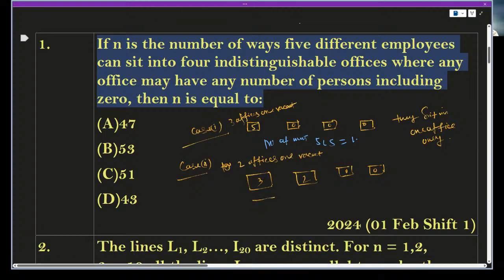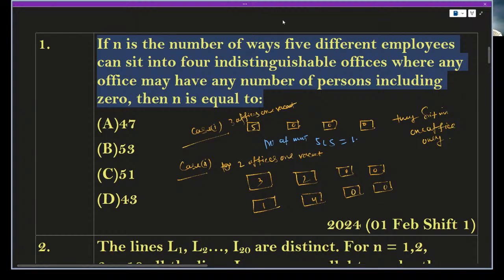There is another case, that is 1 here, 4 here. And remember, taking 3 and 2 instead of first and second, we are taking in third and fourth. There is no distinction here because they are indistinguishable offices. The four offices look similar. So how many ways is it possible? Just write the number of ways here like the previous case.